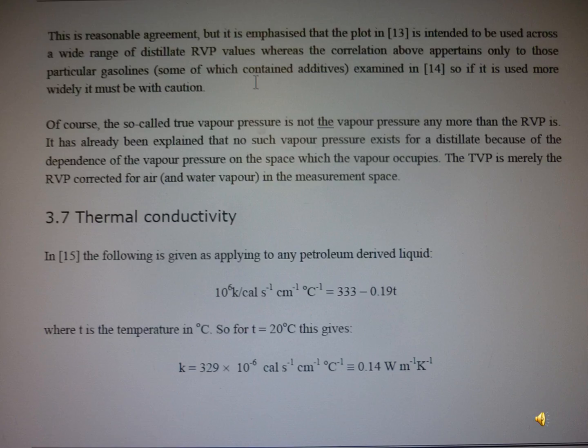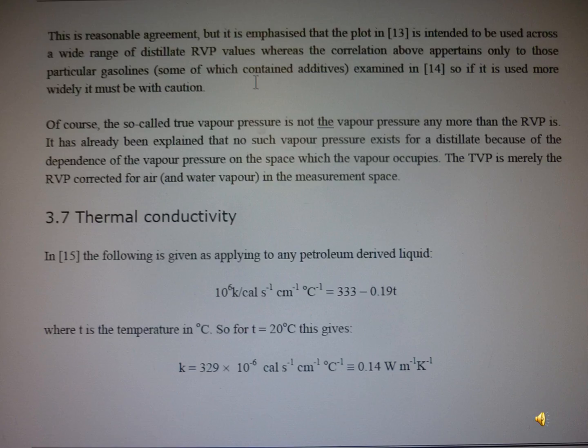And we were talking about the refinements to the RVP. When the RVP is measured, there is air in the confined space, which was previously dissolved in the test sample. Correction to this can be made by means of a chart of vapor pressure, to determine the true vapor pressure.